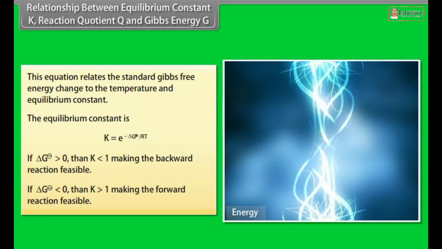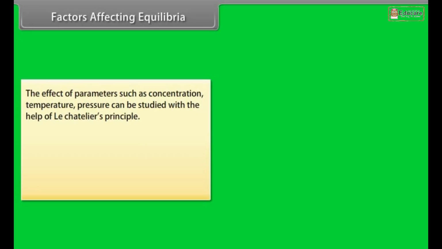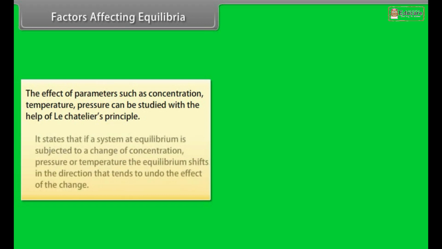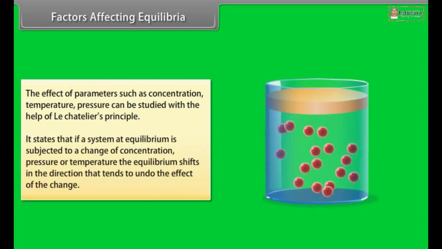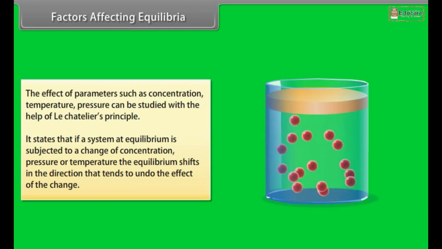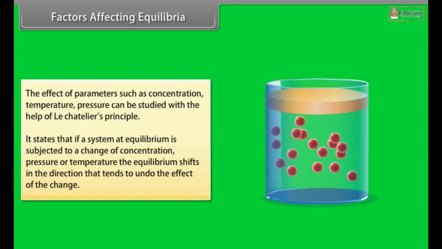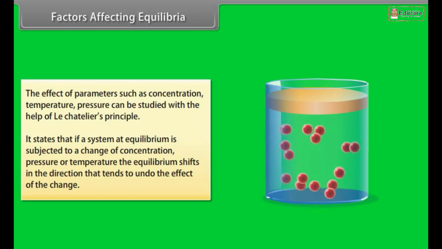Factors affecting equilibria. The effect of parameters such as concentration, temperature and pressure can be studied with the help of Le Chatelier's principle. It states that if a system at equilibrium is subjected to a change of concentration, pressure or temperature, the equilibrium shifts in the direction that tends to undo the effect of the change.